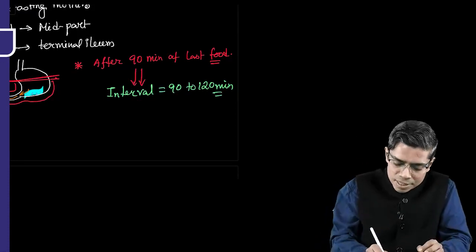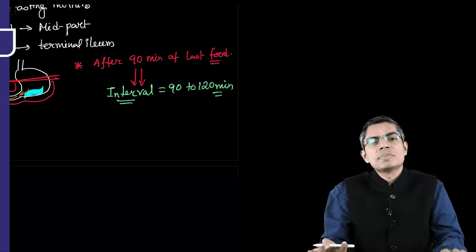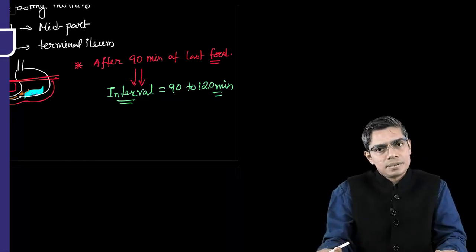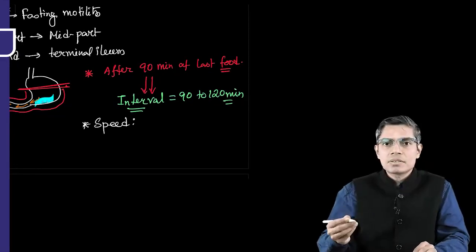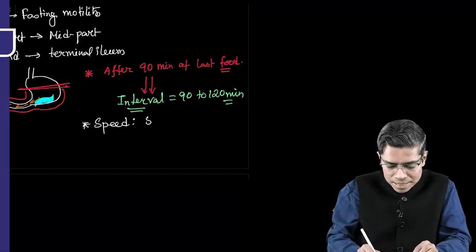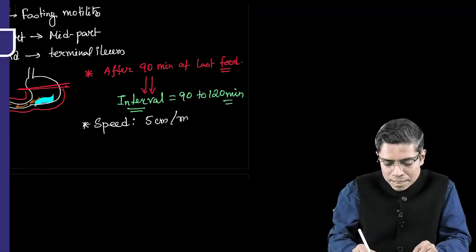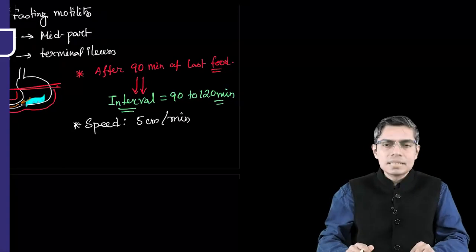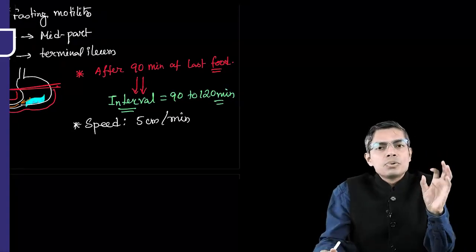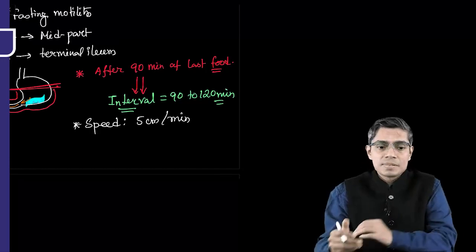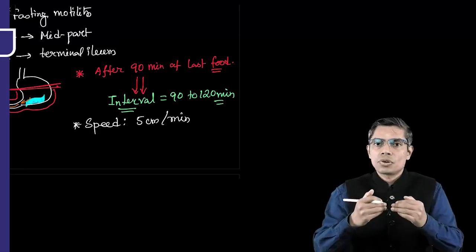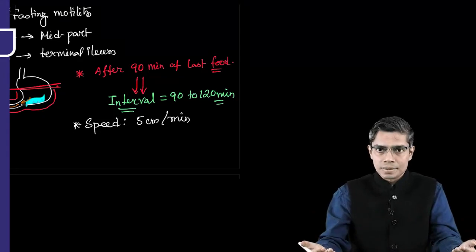Whenever a certain kind of food enters the GIT, this MMC will disappear, right? If you compare the speed of this MMC with the peristaltic speed: the MMC is 5 centimeter per minute, while the peristaltic speed is 2 to 25 centimeter per second. That means a very slow movement, but a very strong movement, hunger pain, right?